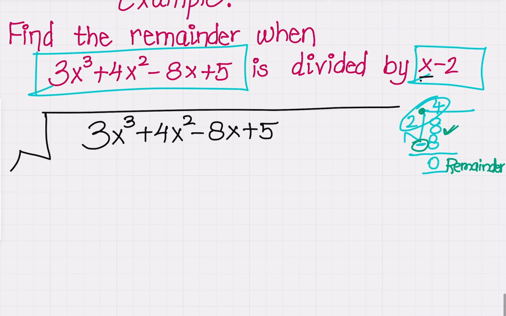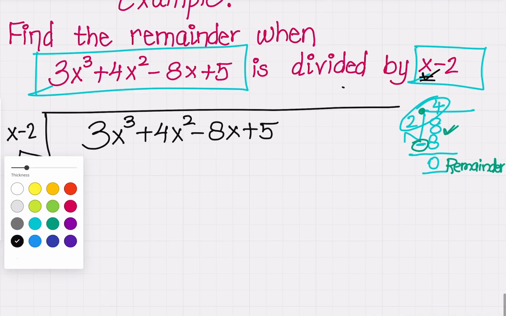And my smaller or shorter polynomial, or whichever they are saying to divide by, usually it is the shorter one, will go right here outside the division symbol. Now, I'm going to use the long division method in order to find the answer and remainder for the polynomial.